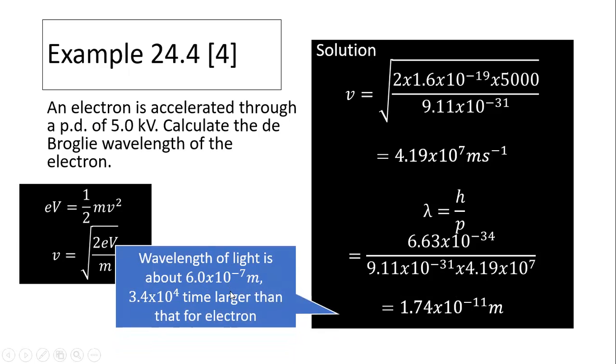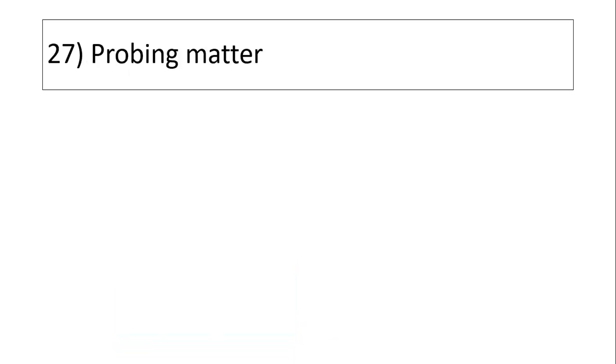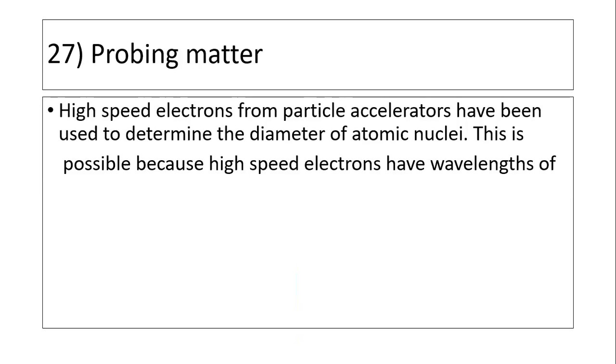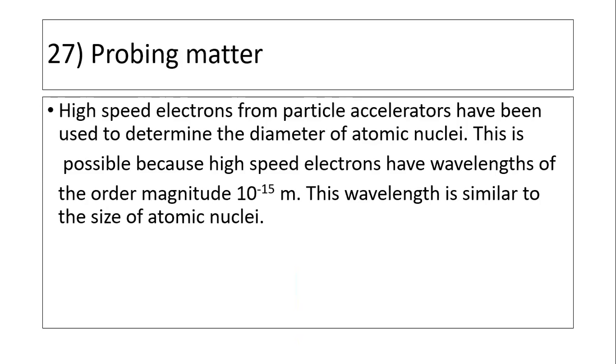That means this one is smaller, because this is mainly X-ray, for probing matter. High-speed electrons from a particle accelerator have been used to determine the diameter of atomic nuclei. Why from a particle accelerator? Because the speed of the electron is high. This is possible because the high-speed electron has a wavelength of the order of 10 to the power minus 15 meter.